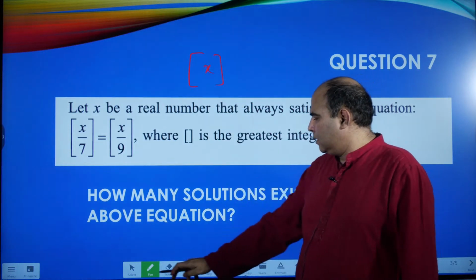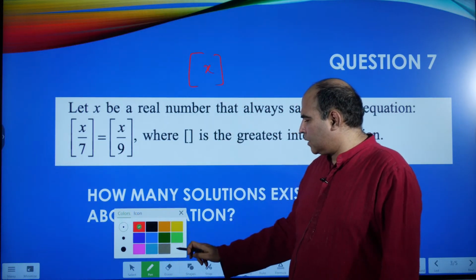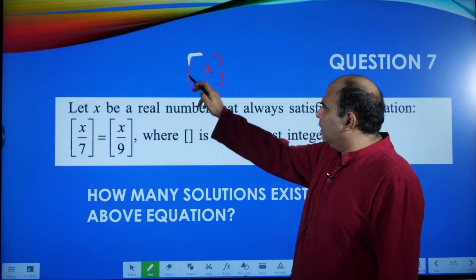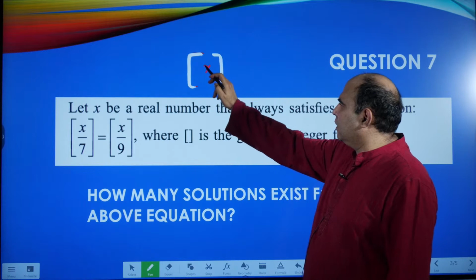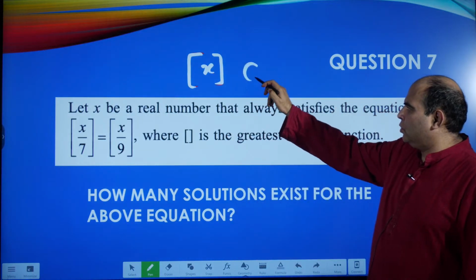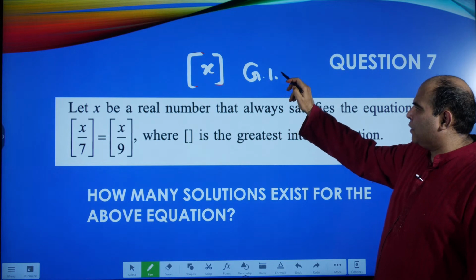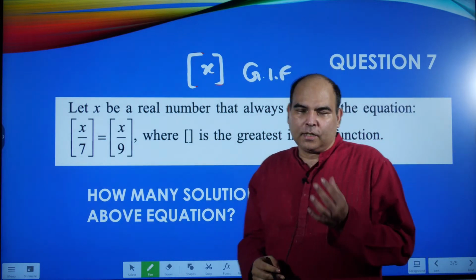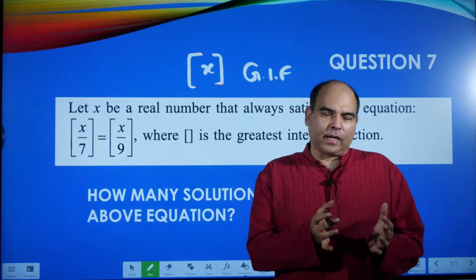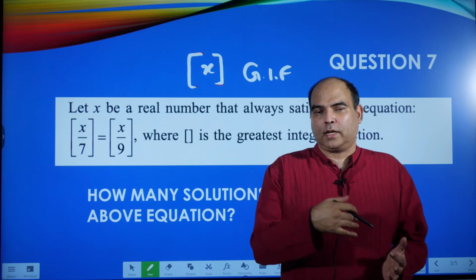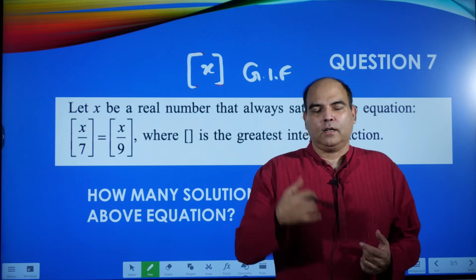essentially means, whenever you write something like this, it represents, without even defining it, what is called the GIF, the greatest integer function in maths. And what does the greatest integer function do? It takes the value inside the bracket and takes the integer which is just below it, the greatest integer less than or equal to the value.